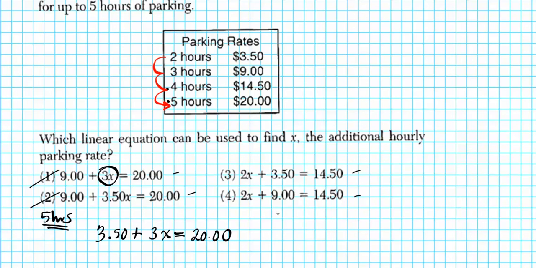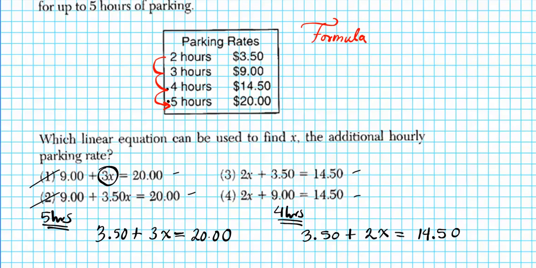Now, how about for 4 hours? How many hours is 4 hours away from 2? It's 2 hours, okay? So in that case, we have our base, which is $3.50, plus 2 times the cost. So 2 is the number of hours times the cost, and that should give us the parking fee for 4 hours, which is $14.50, okay?